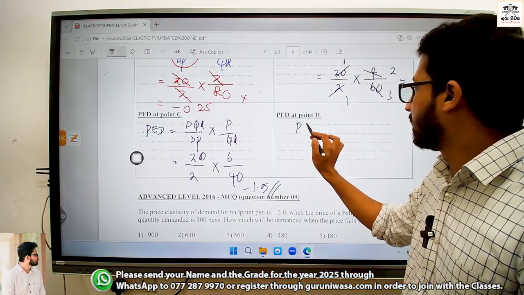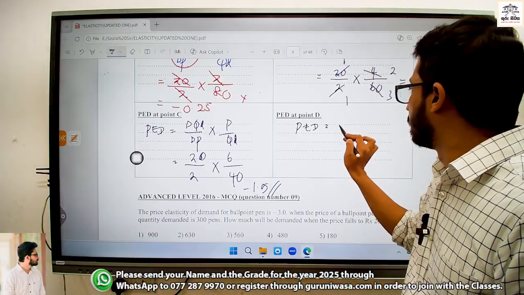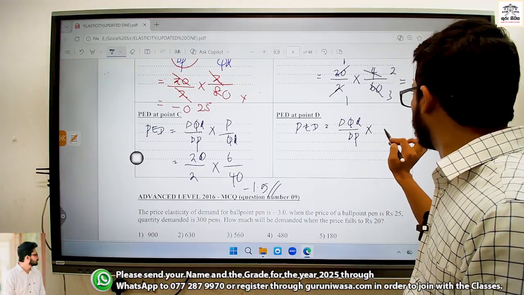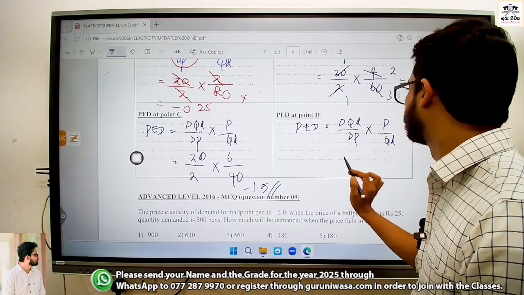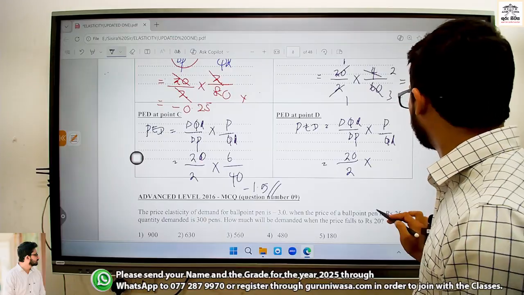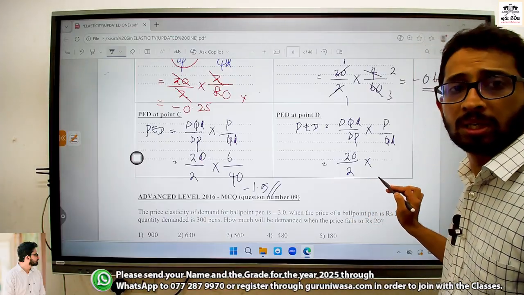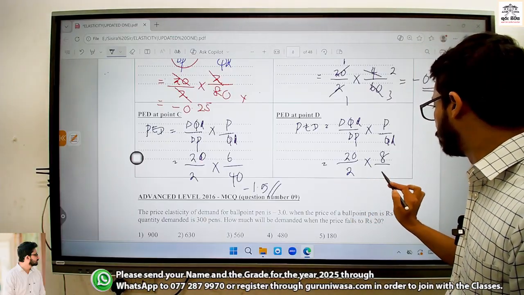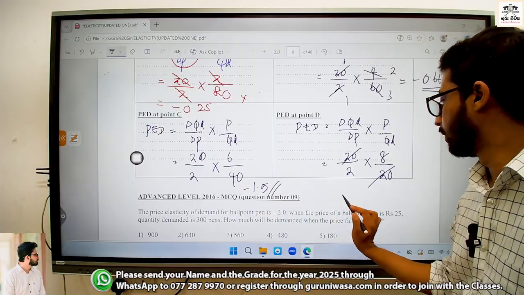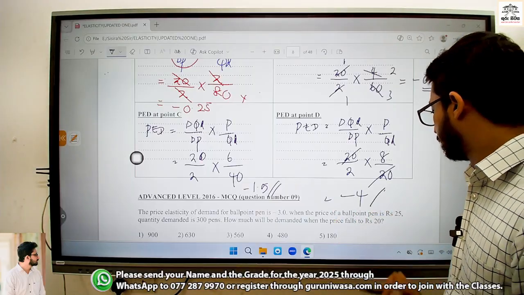Last one. PED equals delta QD over delta P into P over QD. Delta QD 20 over 2. That part doesn't change. Now price is 8 over 20. Minus. Then you can see.